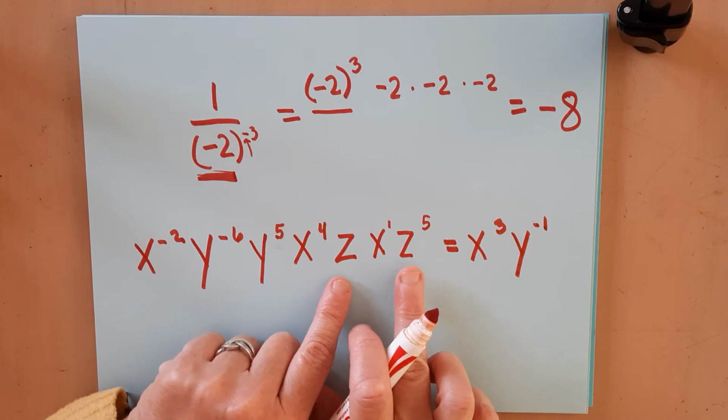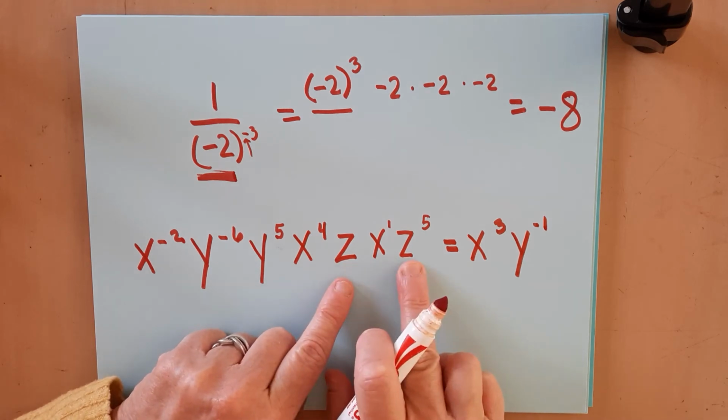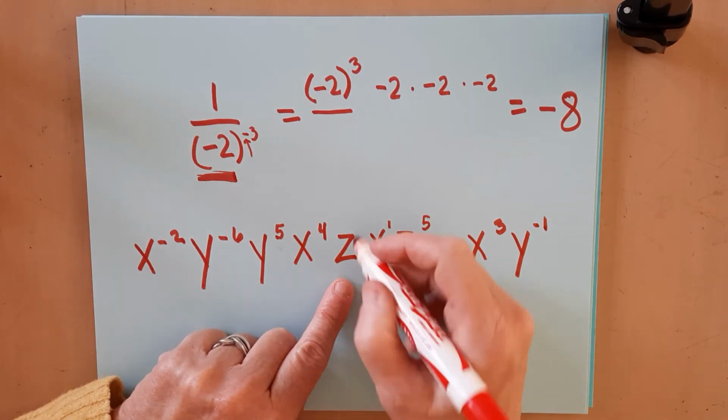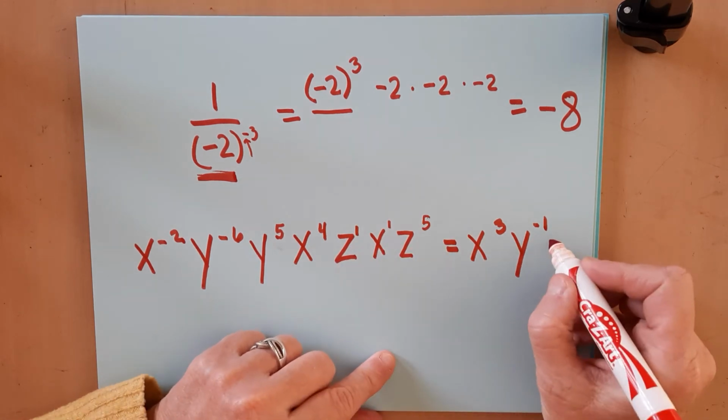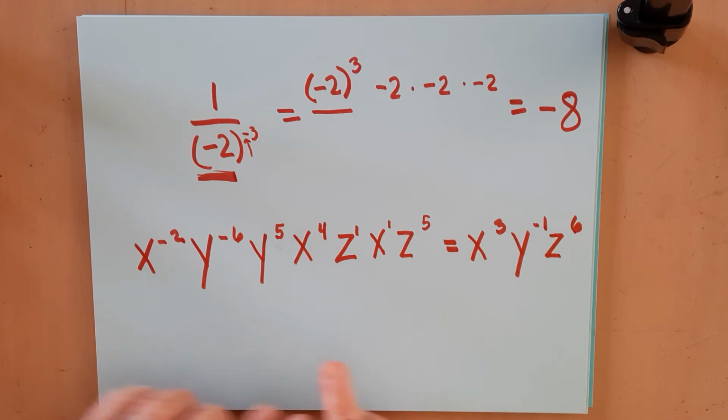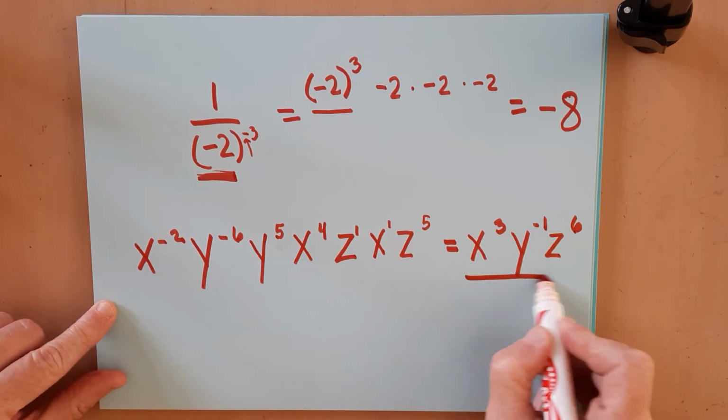And now we have two z's. This z and z to the 5th. Z by itself is the same as z to the 1st. So you would add the 1 plus the 5 and get 6. So simplifying this gives you this.